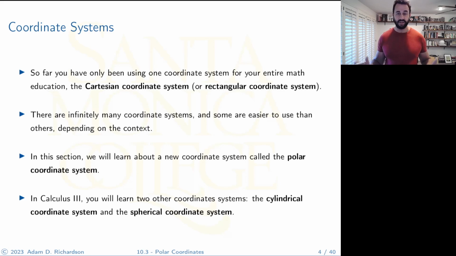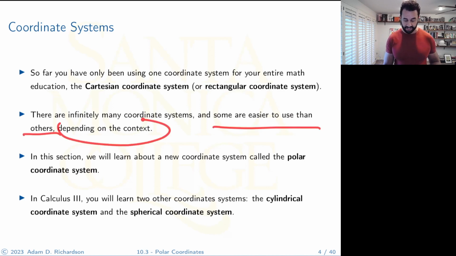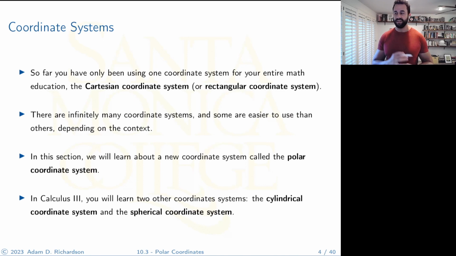So there are actually infinitely many coordinate systems. We're not just restricted to these two. There are infinitely many that you can use. Some are easier to use than others, depending on the context. And that's one of the benefits of learning these different coordinate systems, because oftentimes a behavior or a phenomenon will be described better in a certain coordinate system and not as well in another coordinate system. And we've seen that before, actually. We've seen that before with the cycloid, for example, that it's much easier to describe that particular curve in a completely different way using a different set of parametric equations, right? So we're going to do something similar to that.